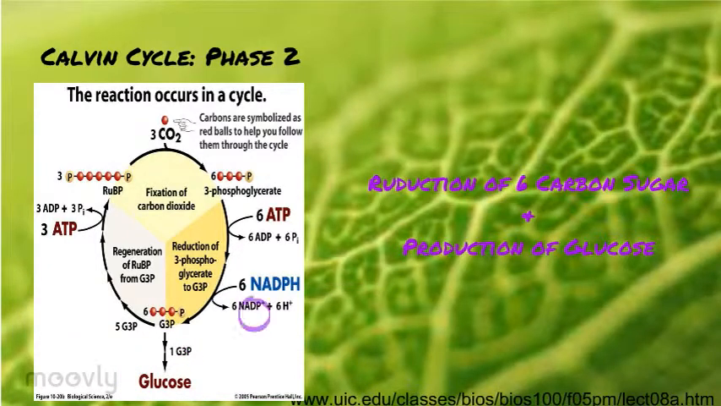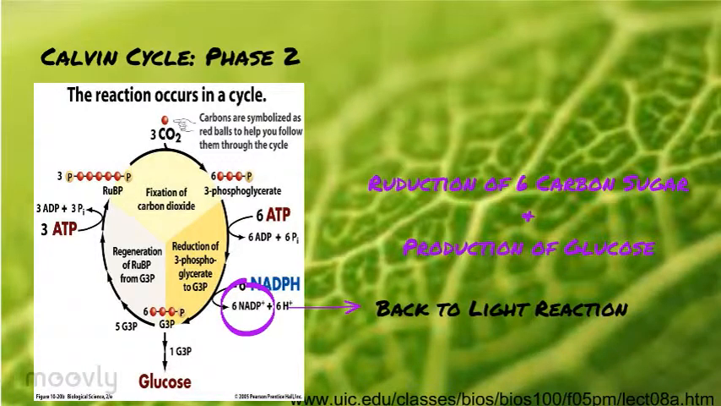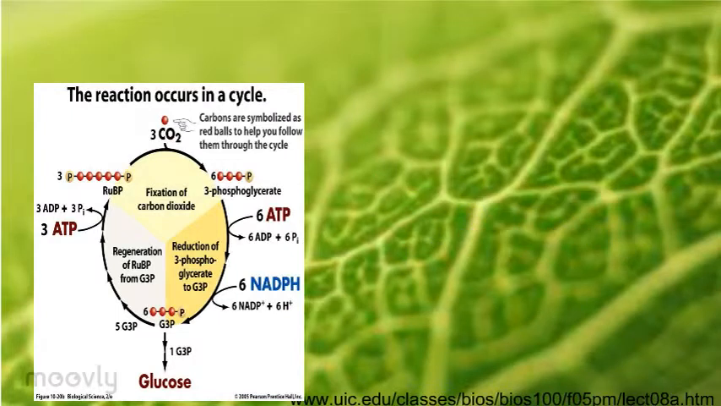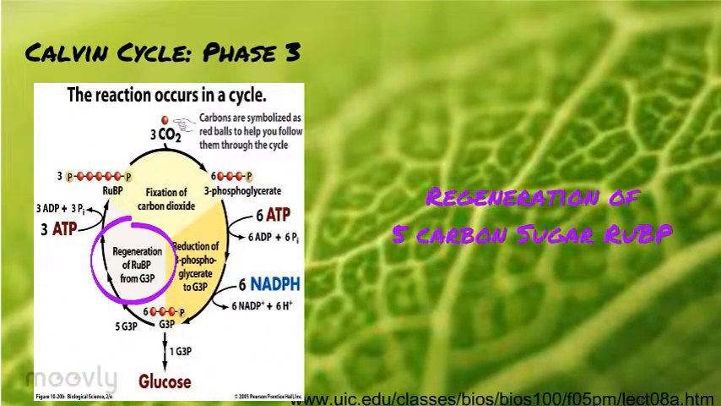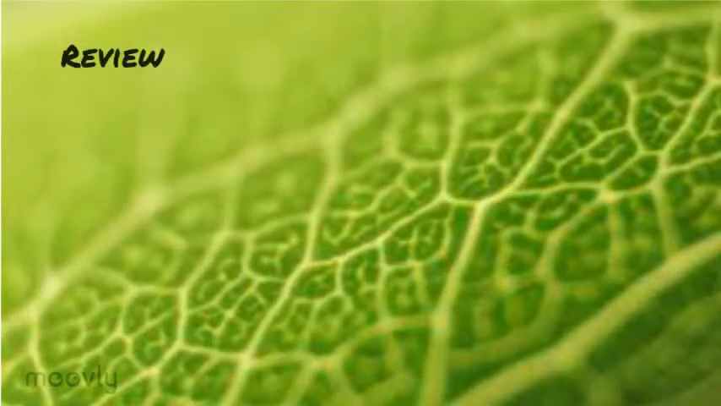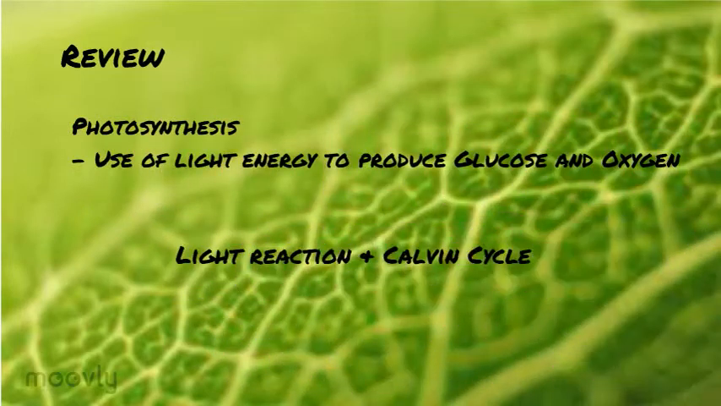After this happens, NADP goes back to the light reaction to pick up more hydrogens to bring back to the Calvin cycle. Step 3 of the cycle is the regeneration of the 5-carbon sugar, RUBP, so that the cycle can start over. In this video, we defined what photosynthesis is and how it works in both reactions.